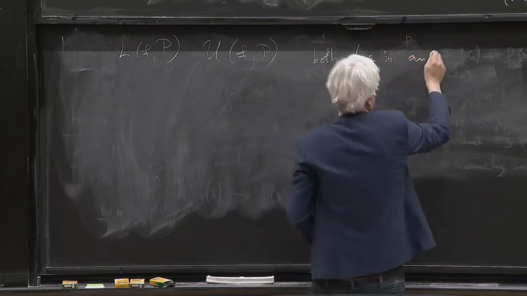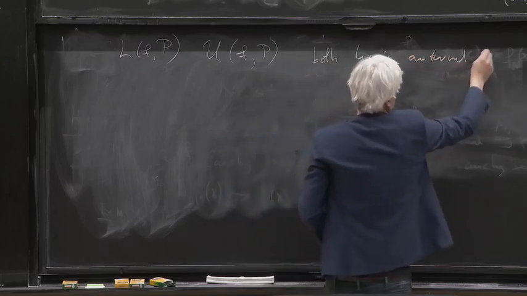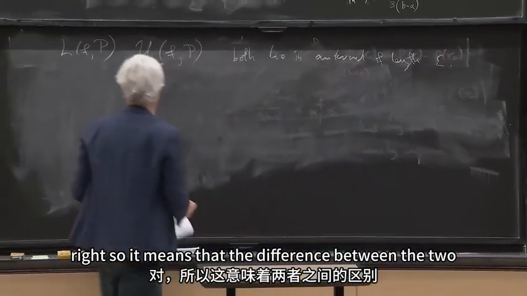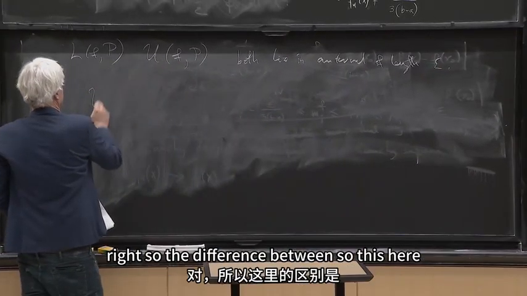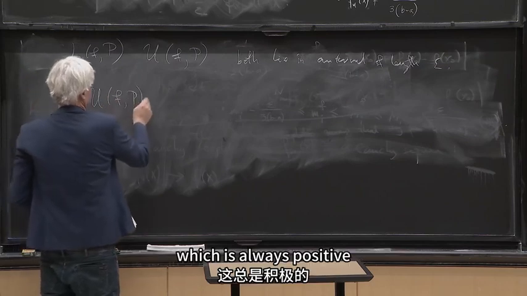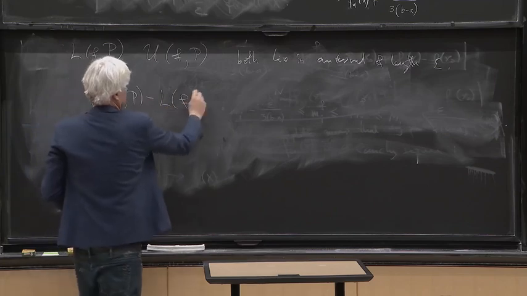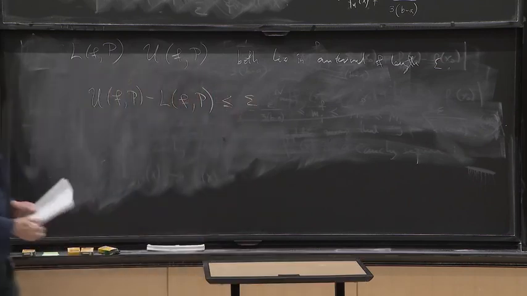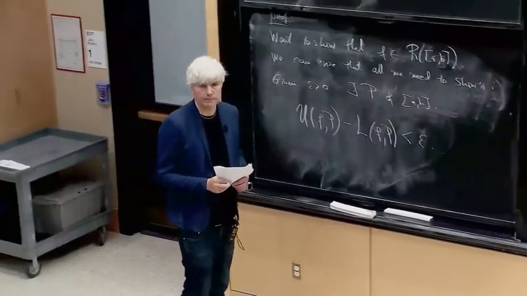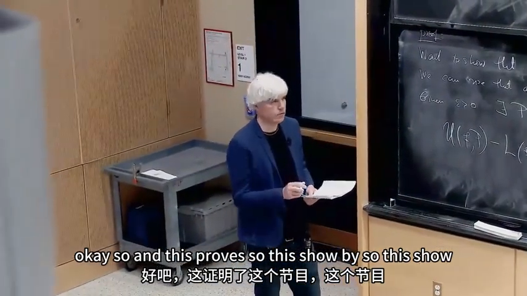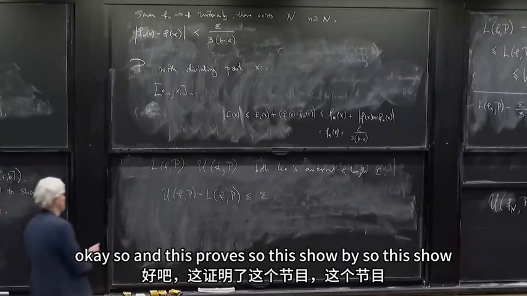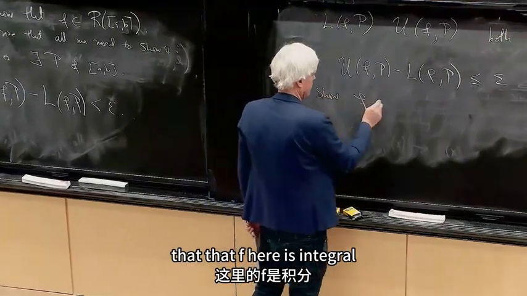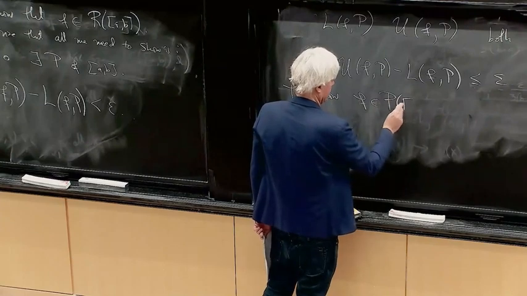in an interval of length epsilon, right? So it means that the difference between the two, right? So the difference between, so this here, which is always positive, but this here, the difference must be less, I guess less or equal to, it doesn't matter. Right. Okay, so this shows that f here is integrable.